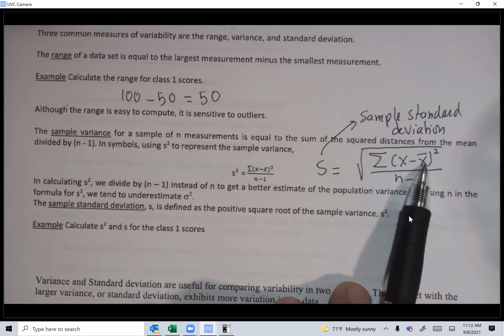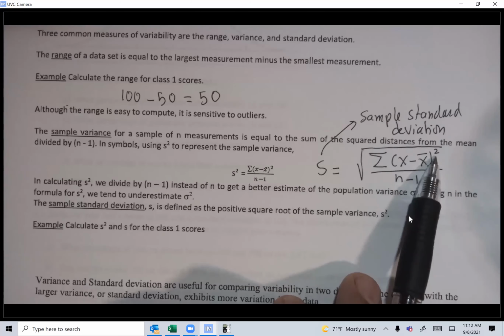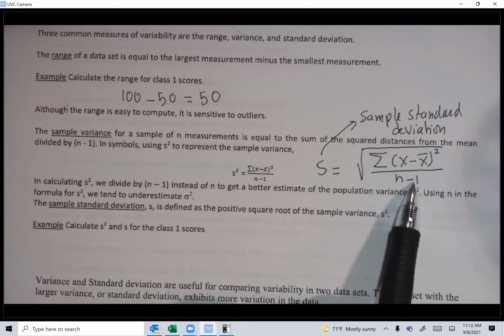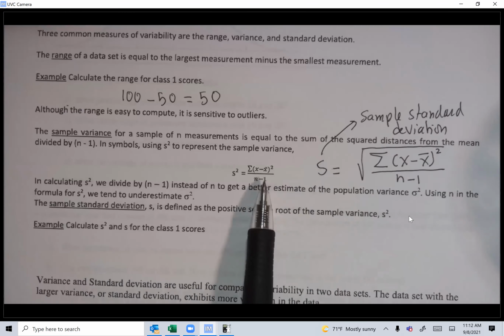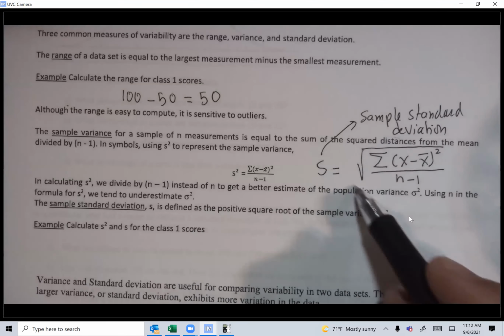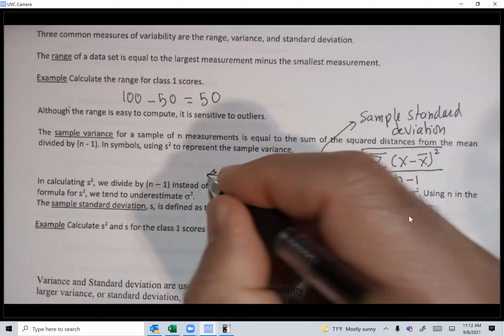I found the mean. I subtracted the mean from each value. I squared the difference. Then we added up the values. Then we divided by the number of values minus 1. And then we took the square root. That's exactly what I did. Now, what is S squared? S squared is called the variance. It's the square of the standard deviation. It's the same formula as here, but without the square root. And this is called the sample variance.